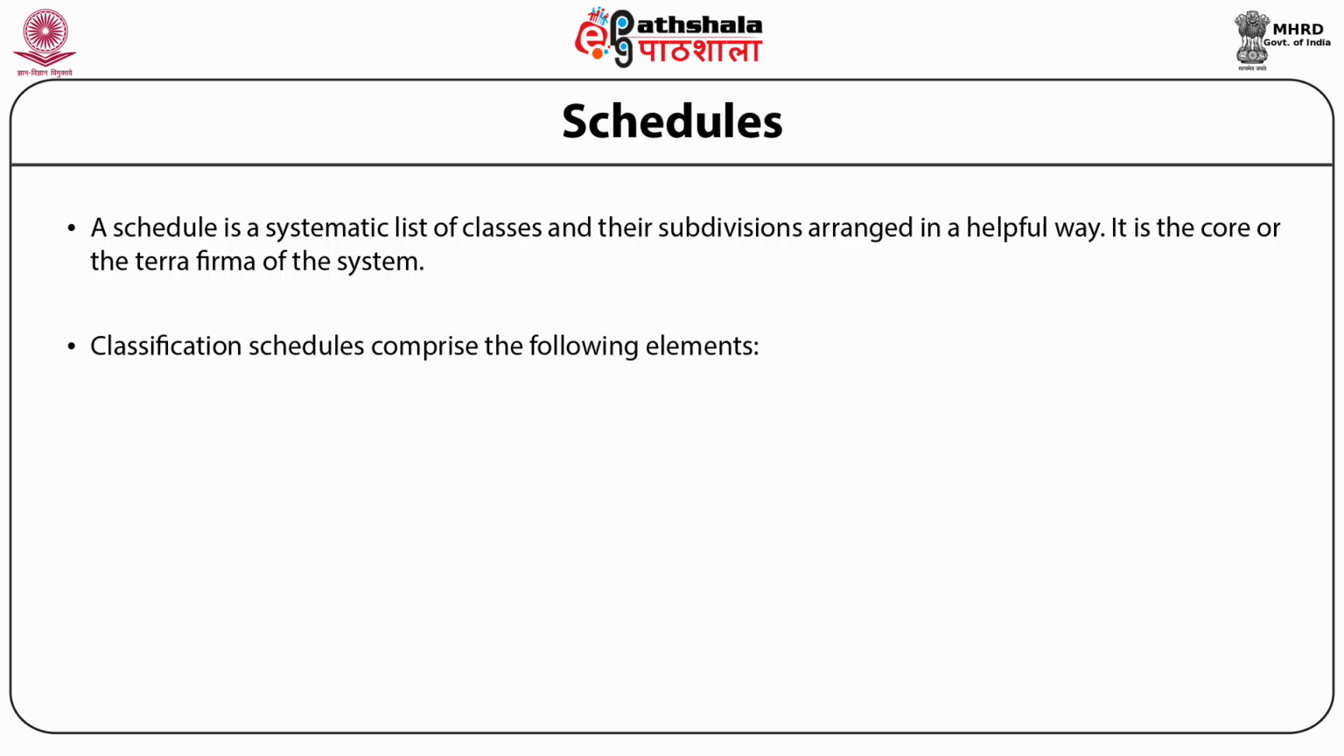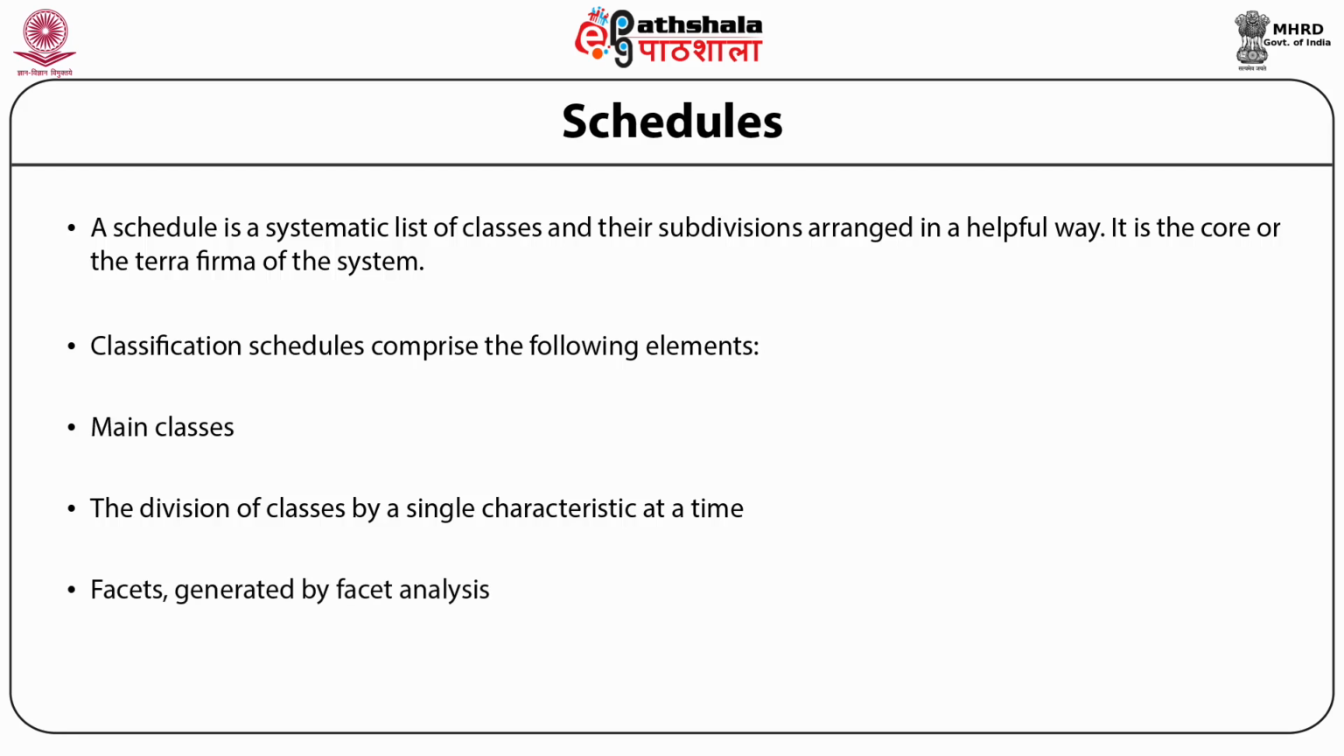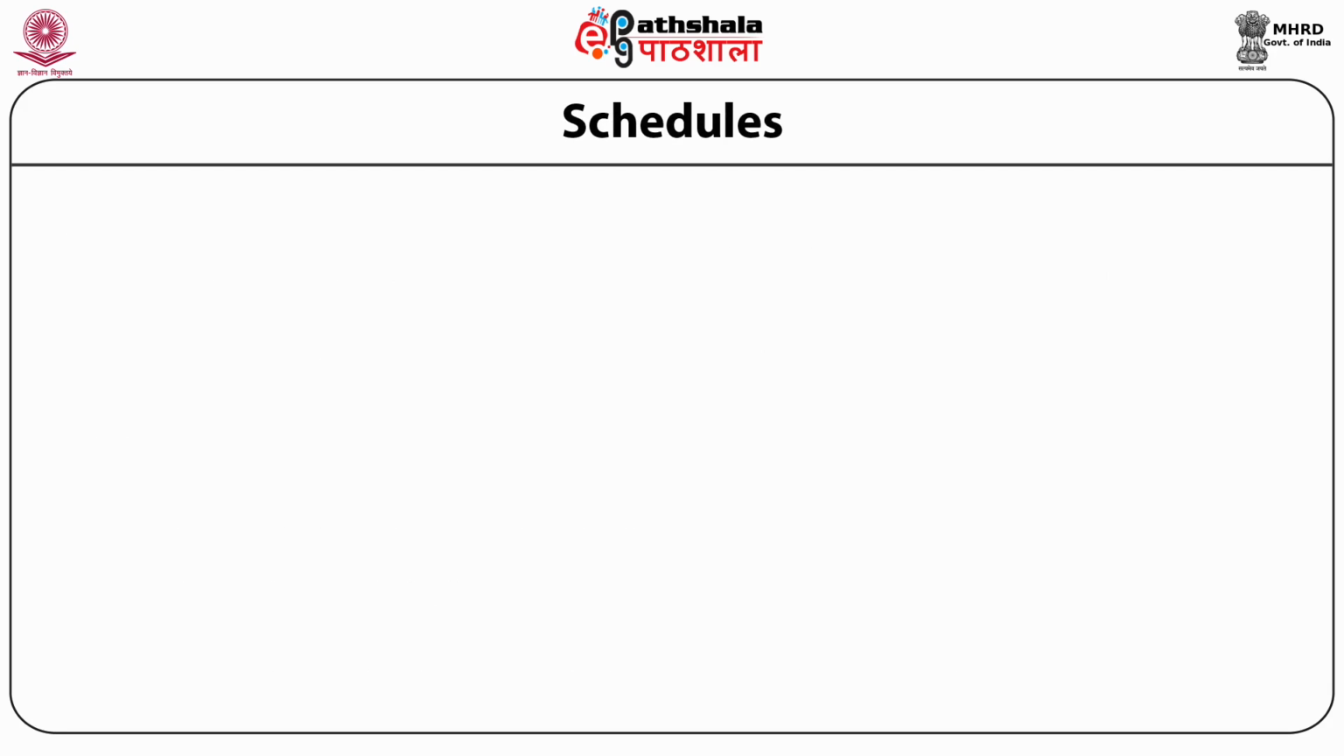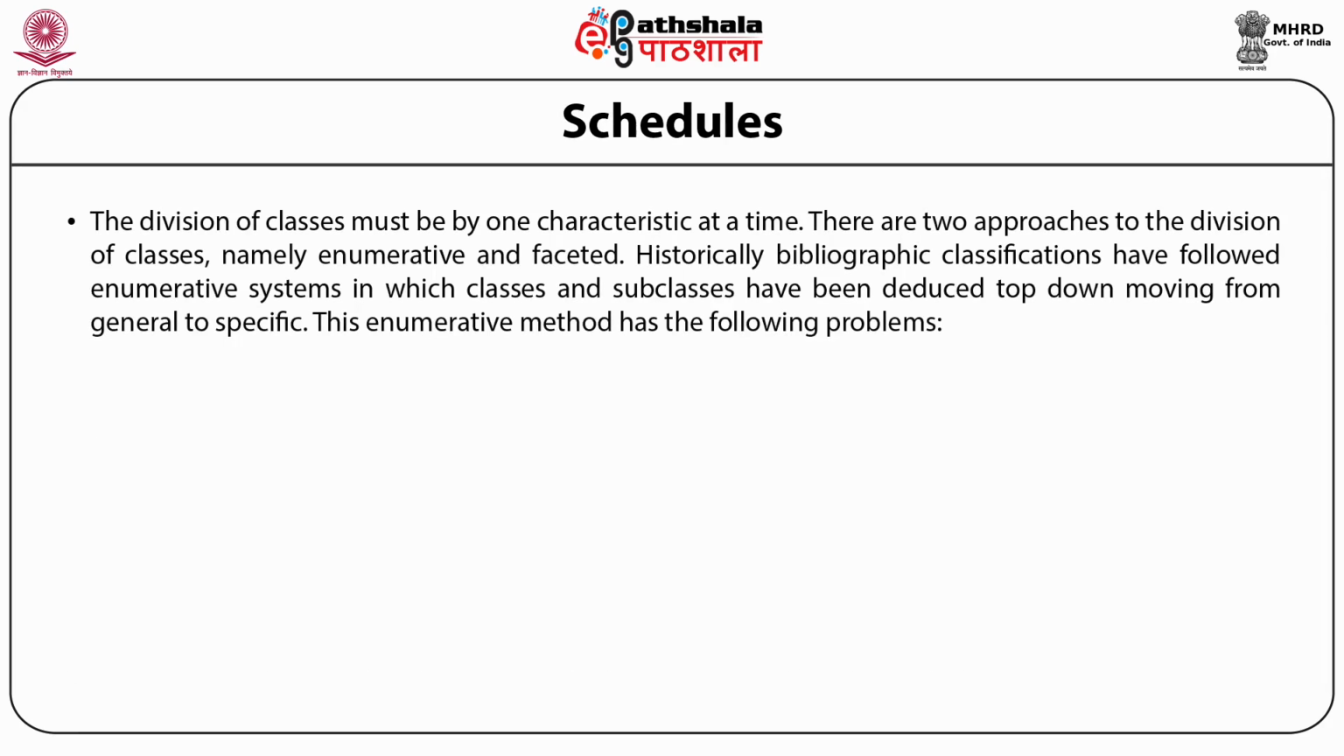Classification schedules comprise the following elements: main classes; the divisions of classes by a single characteristic at a time, that is, hierarchy, or subdivisions; then again, division into facets generated by facet analysis; and subfacets, arrays and chains formed by subdivisions of the facets by single characteristics at a time. In the schedules, we have division of classes. The division of classes must be by one characteristic at a time. There are two approaches to the division of classes, namely enumerative and faceted.